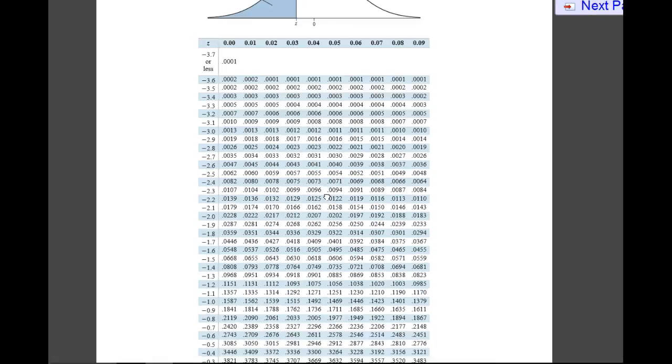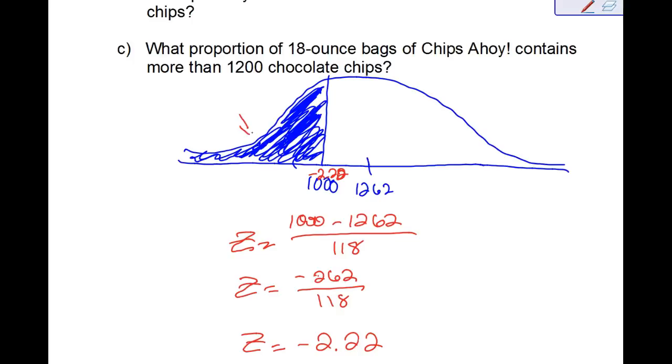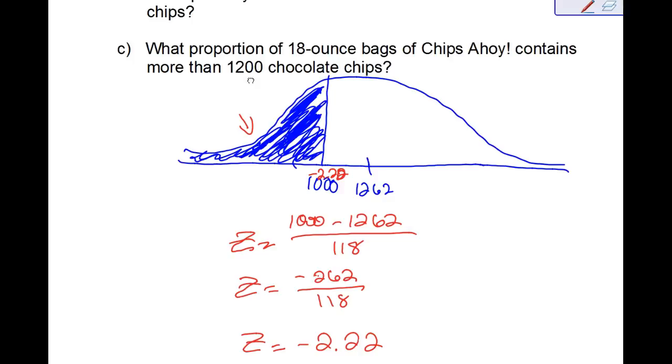And we had a negative 2.22. So a negative 2.2 and another 2 right here gives me a 0.0132. So this area right here is 0.0132.